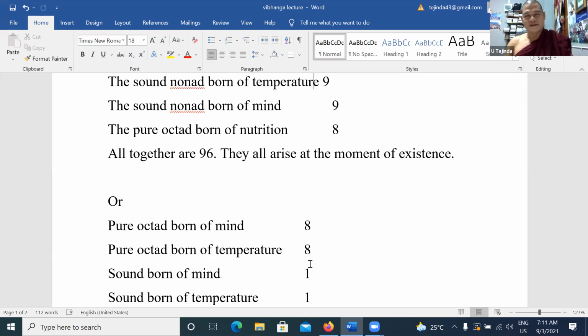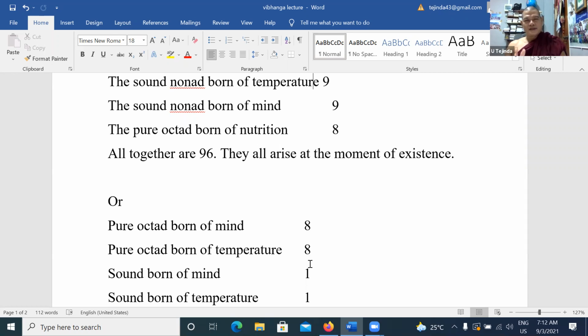So you are clear with the number 96, but it's not easy to find this 96. All these 96 matter arise at the moment of existence only, not at the moment of rebirth, not at the moment of death. You can call this the first bhavanga, because Cittaja Rupa arises at the first bhavanga citta. The rebirth citta cannot produce any matter because, as a newcomer, it is very weak, too weak to produce matter.